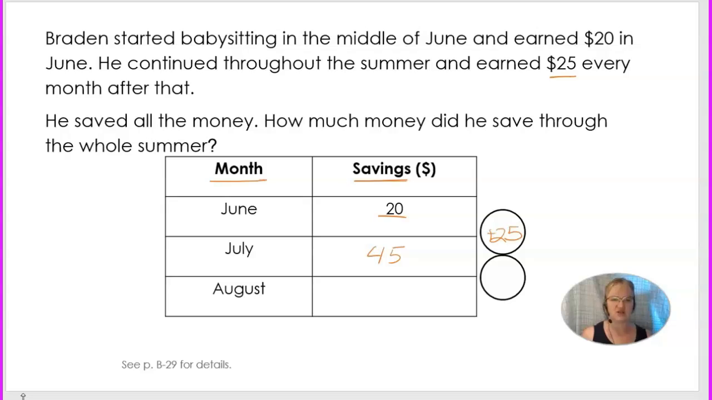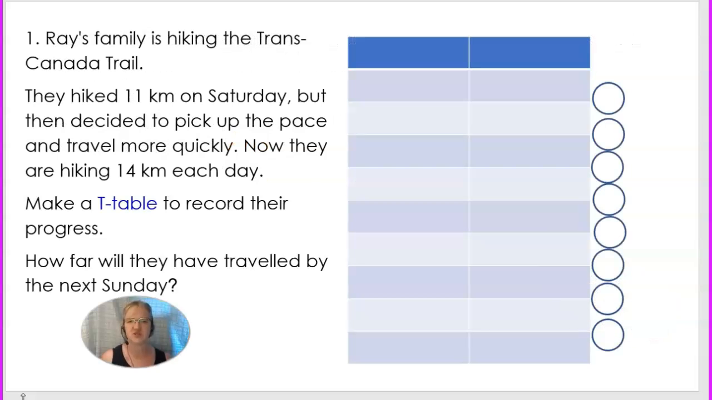In August, he also earned 25. So we're going to add 25. And we know that this is dollars. We've got that up here, so we don't really have to say the dollar amount. We can just say the numerical amount. 45 now plus 25 will give us the total savings to the end of August. Well, 5 plus 5 will be 0. 4 plus 2 is 6. And the 1 from that, or the 10 I should say, from that 5 plus 5 will be 7. So how much money did he save through the whole summer? He saved $70.